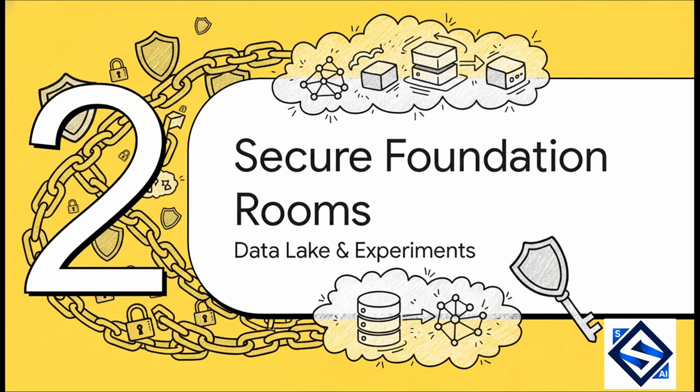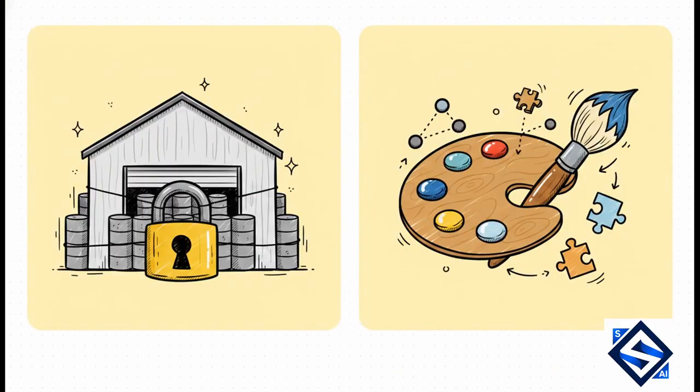Okay, let's move into the first rooms on our tour, the secure foundation rooms, which handle our data lake and experiments. First up, we have the data lake. Think of this as the secure warehouse. It is absolutely not just a place to dump files. It is the vital upstream data protection boundary for every single downstream machine learning account. It relies heavily on fine-grained access controls using AWS Lake Formation to act as your ultimate data guard.